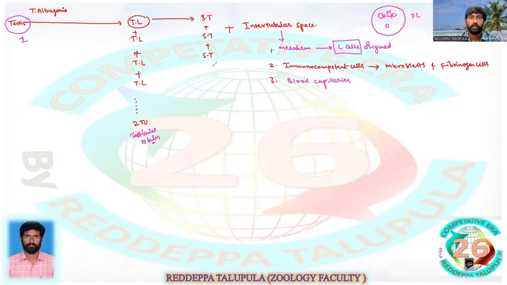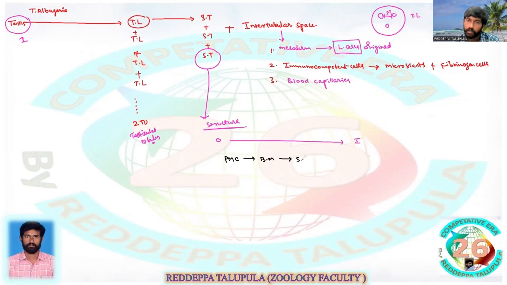Okay. Now, if you talk particularly of the seminiferous tubule structure, from outer to inner, the outermost layer will be PMC, peritubular myoid cells. After that, the basement membrane. After that, the seminiferous epithelium, which is divided into two types. That means it produces two types of cells.